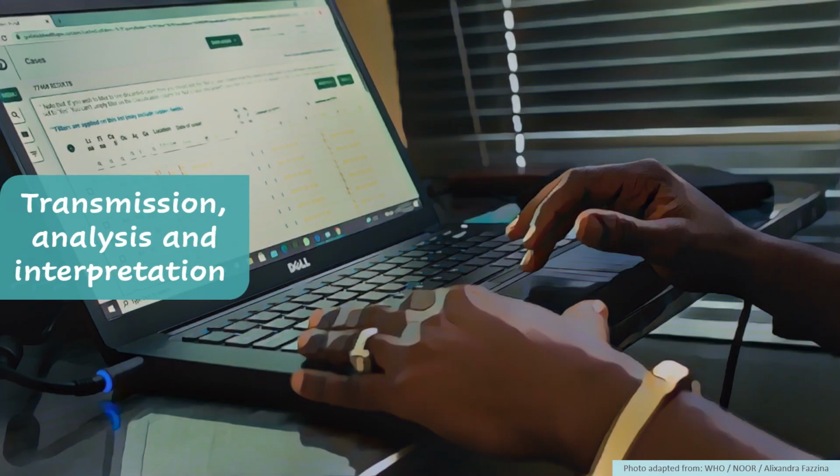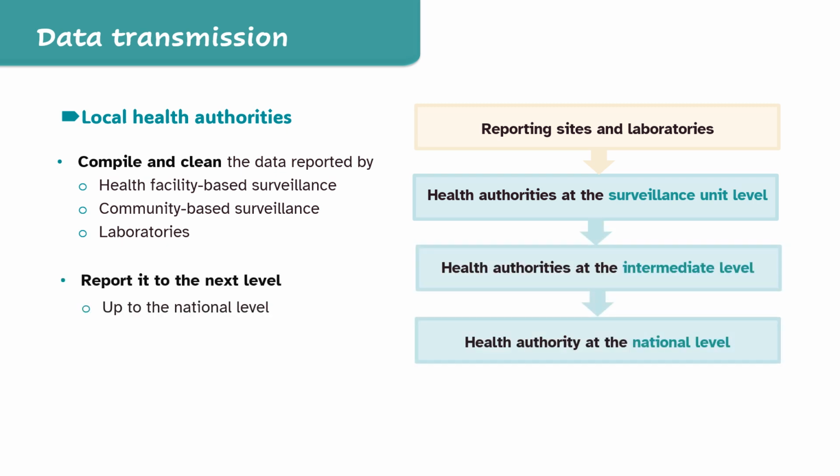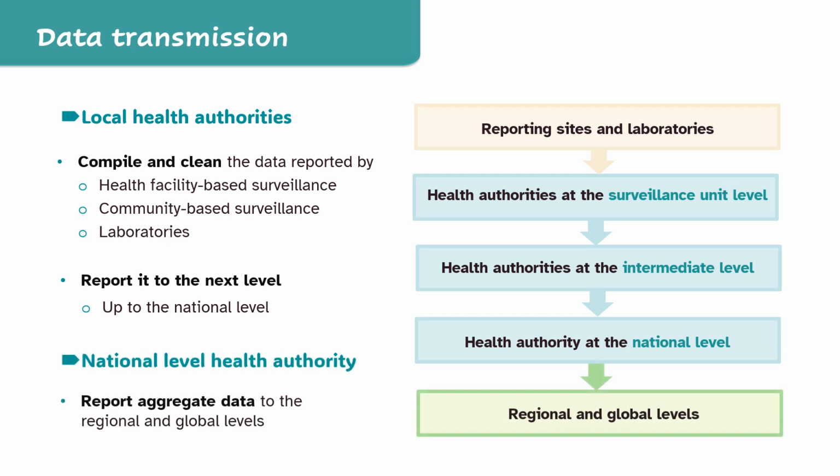Let's now look into the next core function of health authorities, which is to transmit, analyze, and interpret cholera surveillance data. Local health authorities compile and clean the data reported by all reporting sites at health facility level and community level, as well as test results reported by laboratories. Then, they transmit the data to the next upper level up to the national level. The health authority at the national level reports aggregate data to the regional and global levels.